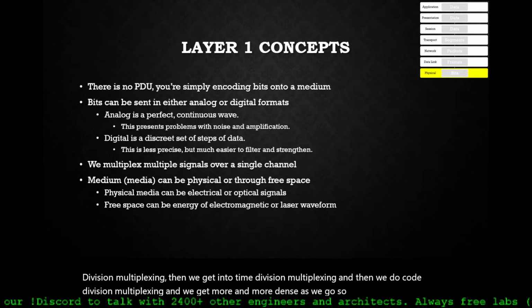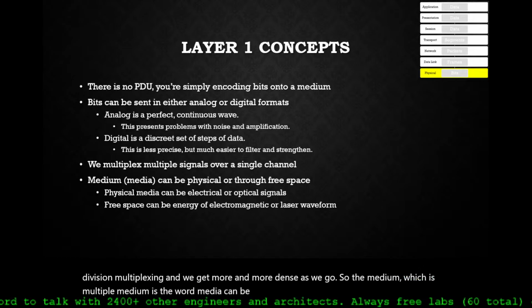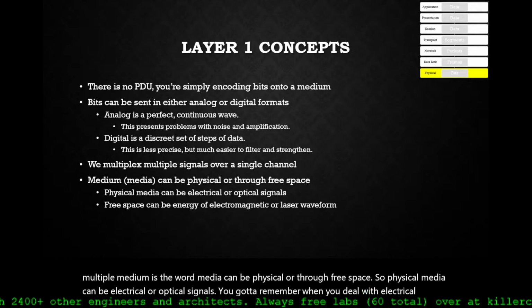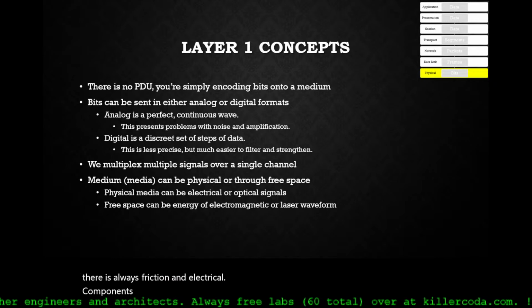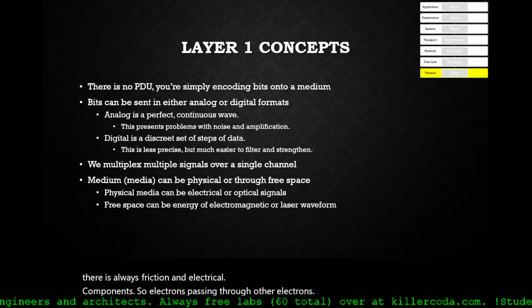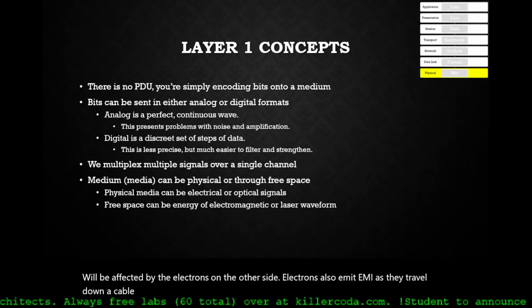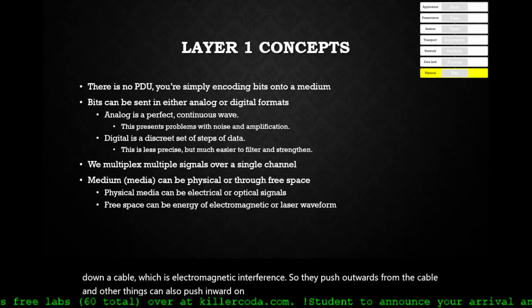So the medium, and the plural of medium is media, can be physical or through free space. Physical media can be electrical or optical signals. You've got to remember, when you deal with electrical signals, there is always friction, and electrons passing through other electrons will be affected by the electrons on the other side. Electrons also emit EMI as they travel down a cable, which is electromagnetic interference. So they push outwards from the cable, and other things can also push inward on them and affect them.